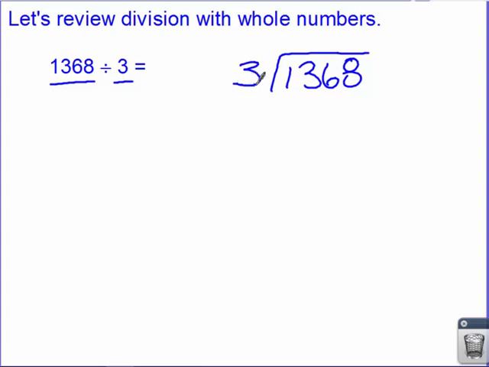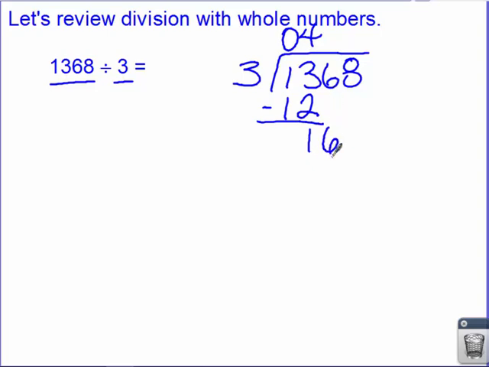We ask ourselves, how many times does 3 go into 1? Well, it goes 0 times, so you can put a 0 up here if you want to, or not put anything at all. And then we ask, how many times does 3 go into 13? Well, it goes in there 4 times, because 4 times 3 gives us 12. All right, so we subtract, and we end up with 1 left over, and we bring our 6 down.